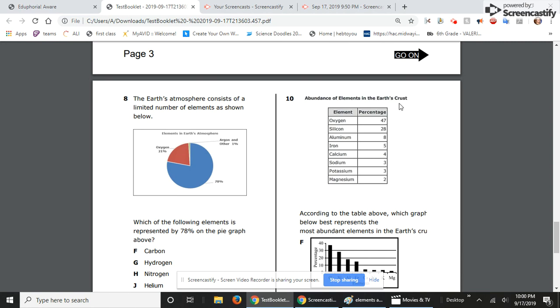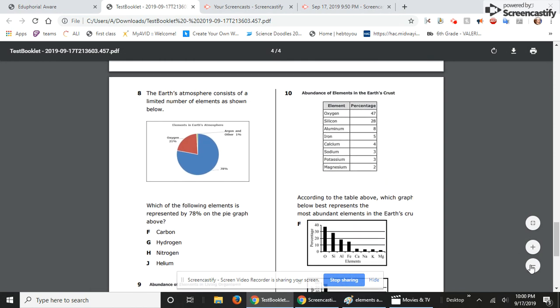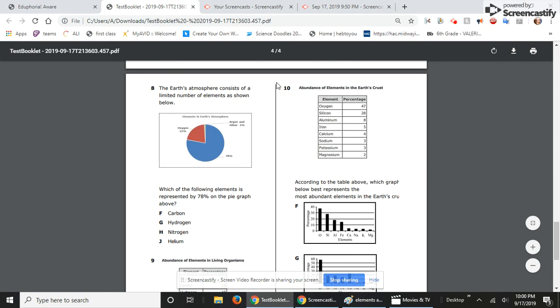All right, number 10. And this one's long, so long as in it takes up a long part of the page. So I'm going to try to zoom out so you can see a little more. The title says abundance of elements in Earth's crust. And then it gives us the element and the percentage. So we have oxygen, 47%, silicon, 28%, aluminum, 8%, iron, 5%, calcium, 4%, sodium, 3%, potassium, 3%, and magnesium, 2%.